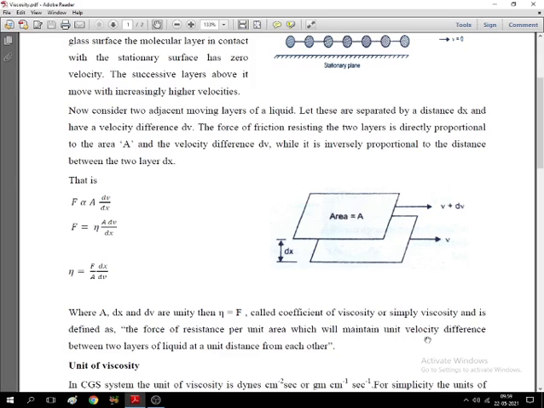Which will maintain the velocity difference between the two layers of liquid at unit distance from each other, which will maintain unit velocity difference.